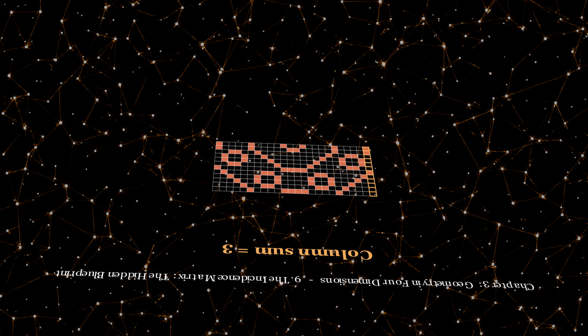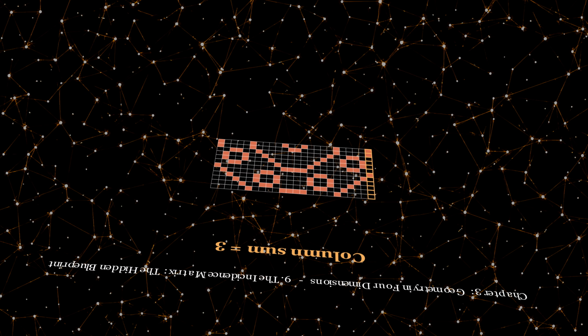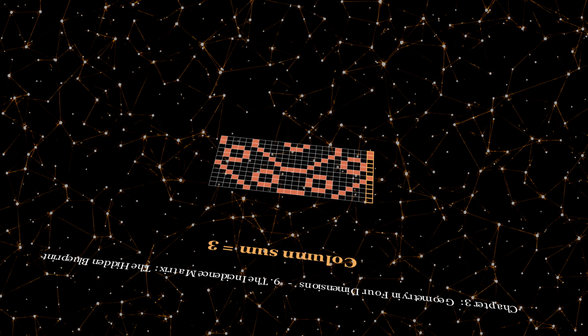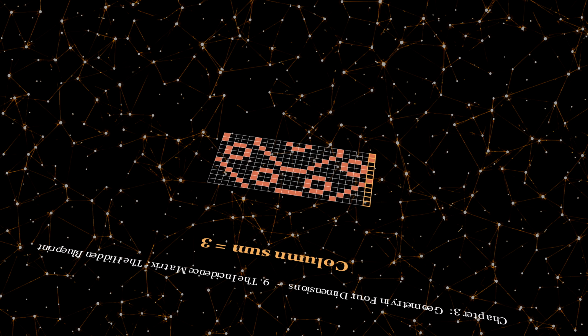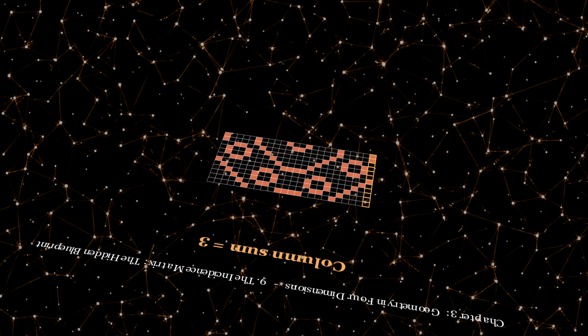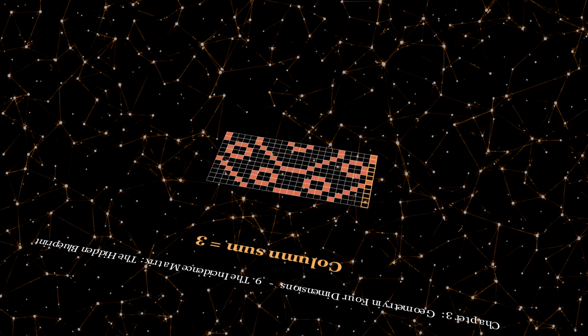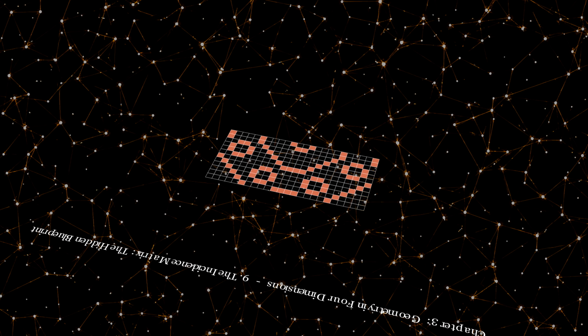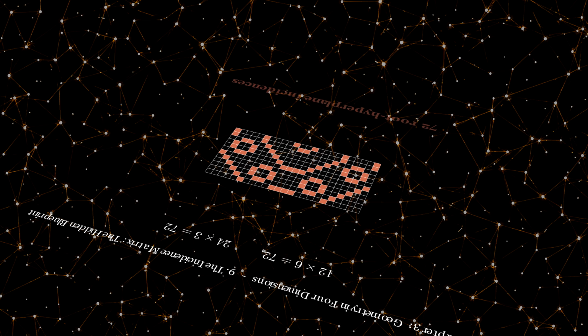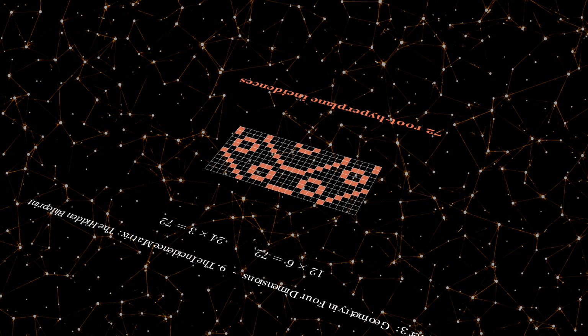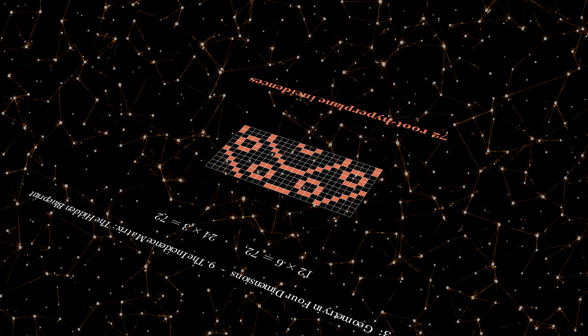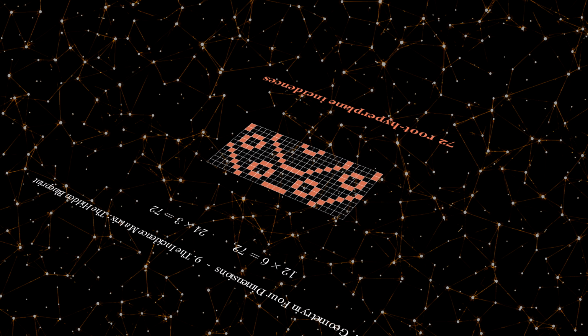This is one of the powerful ideas behind incidence geometry. We do not need to see all 4 dimensions simultaneously. Instead, we record which objects belong to which other objects. The matrix becomes a kind of blueprint. It tells us which roots belong to which hyperplanes. And from those relationships, we can reconstruct the underlying geometry.